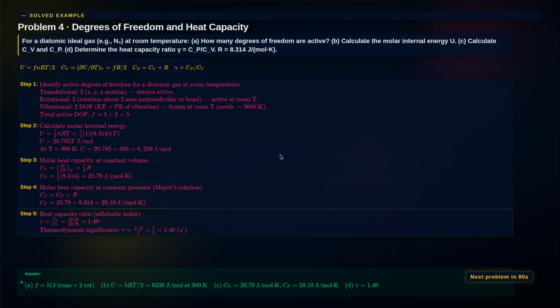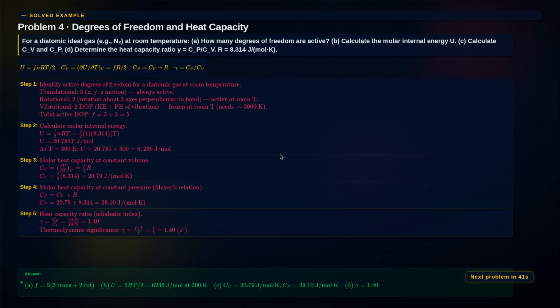Step 2. Calculate the molar internal energy. U equals f over 2 nRT. At 300 Kelvin, U equals 6,236 joules per mole. Step 3. Molar heat capacity at constant volume. CV equals f over 2 R, which is 20.79 joules per mole Kelvin. Step 4. Molar heat capacity at constant pressure. CP equals CV plus R, which is 29.10 joules per mole Kelvin.